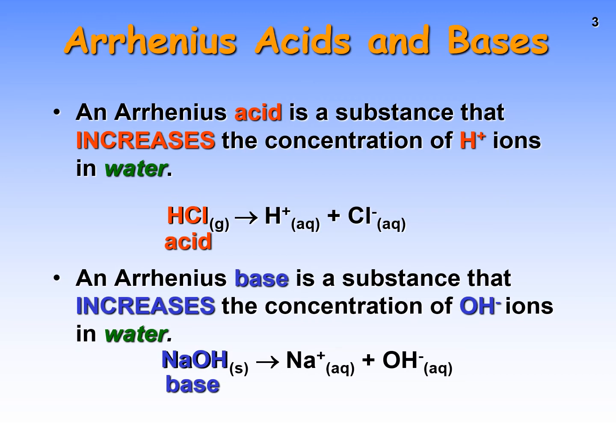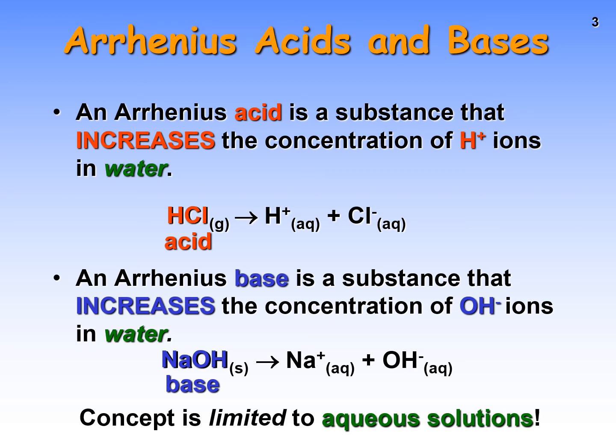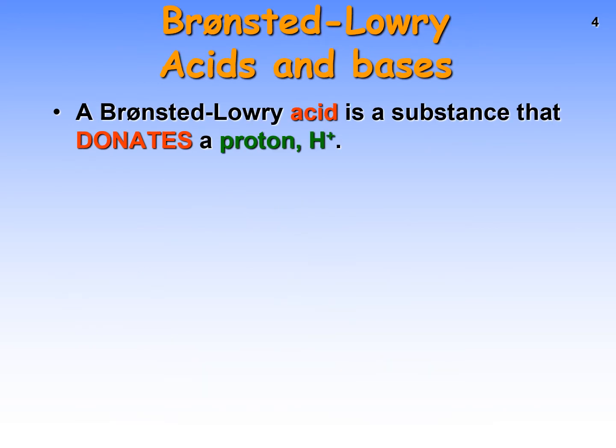Now, this is probably one of the more simplistic definitions of acid-base chemistry. However, it's also the most specific. It has to be a substance that increases H plus in water. So we can only be in aqueous solutions when we're talking about Arrhenius acids and bases. This is a limitation of this definition, which brings us to the more used definition, at least in Chem 1B, and that is the Bronsted-Lowry acid and base definition.